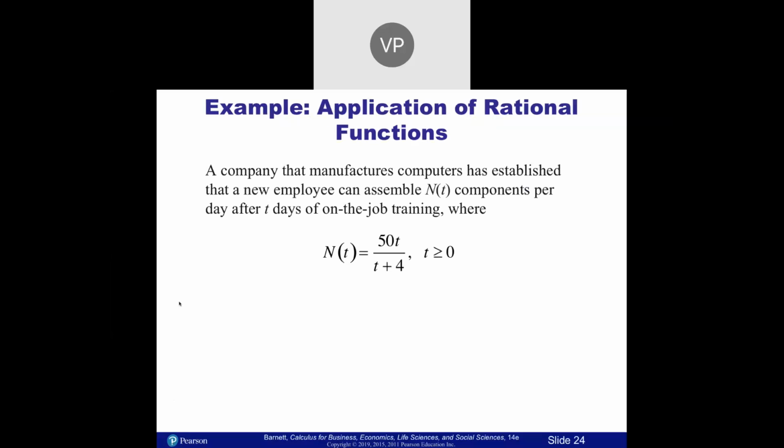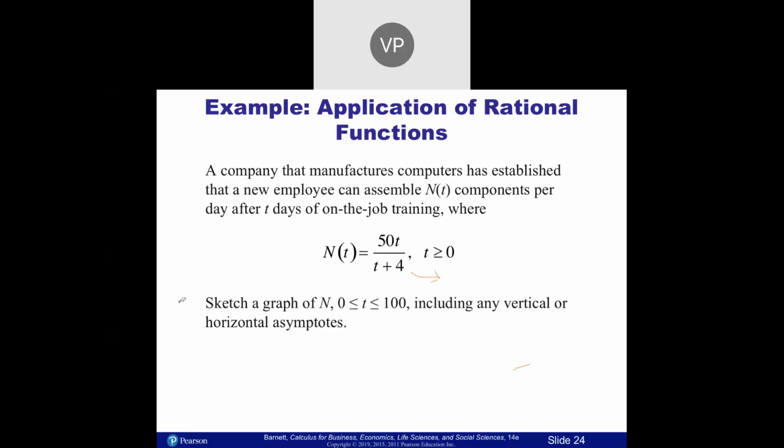So let's get to some rational functions. A new company manufactures computers, and they have established that a new employee can assemble N components per day after t days on the job training. This is the formula they gave us, and they want us to sketch this graph. We're only going to go from 0 to 100, and you want to include any vertical or horizontal asymptotes. So let's go back over what the rules are.